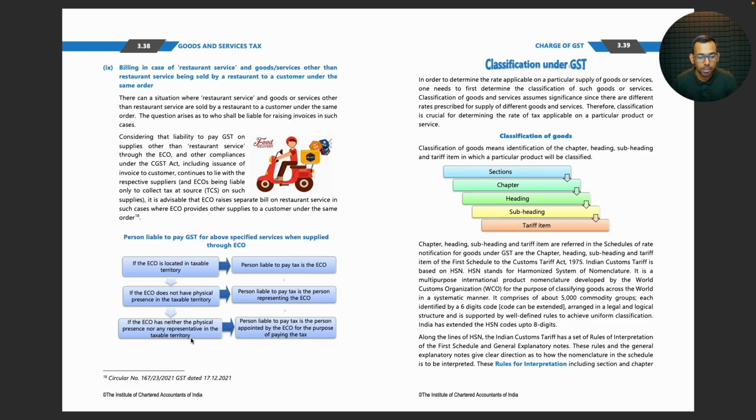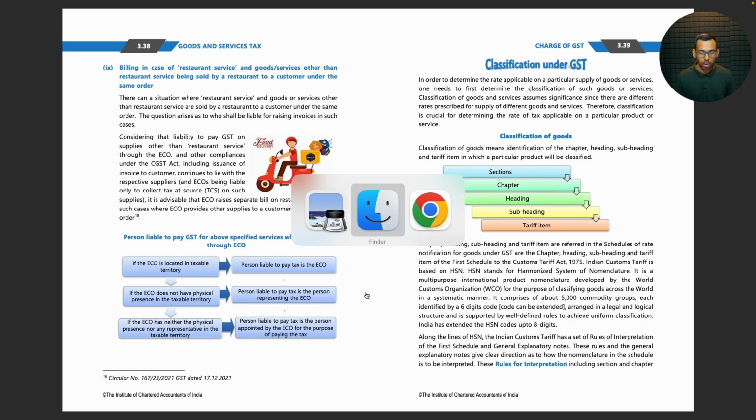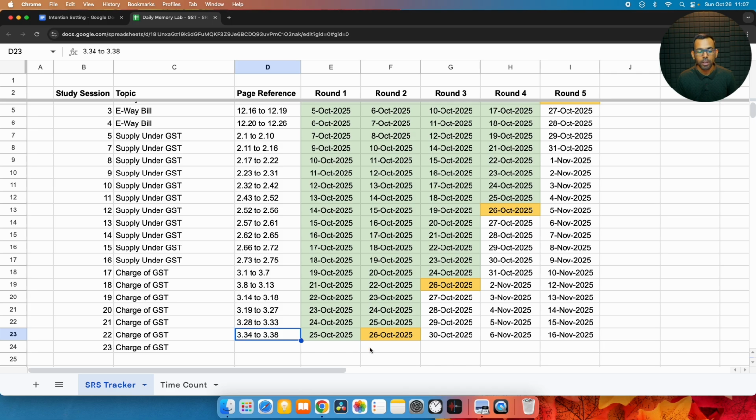Okay, let us finalize this. If the e-commerce operator is located in the taxable territory, then the e-commerce operator will pay tax. If they don't have physical presence in the taxable territory, then the representative of that e-commerce operator will pay tax. If the e-commerce operator is neither located nor do they have any representative in the taxable territory, then the person liable to pay tax is the person appointed by the e-commerce operator for the purpose of paying the tax. Somebody has to be there. Okay, on that note, we have covered all the revisions that fell due today.